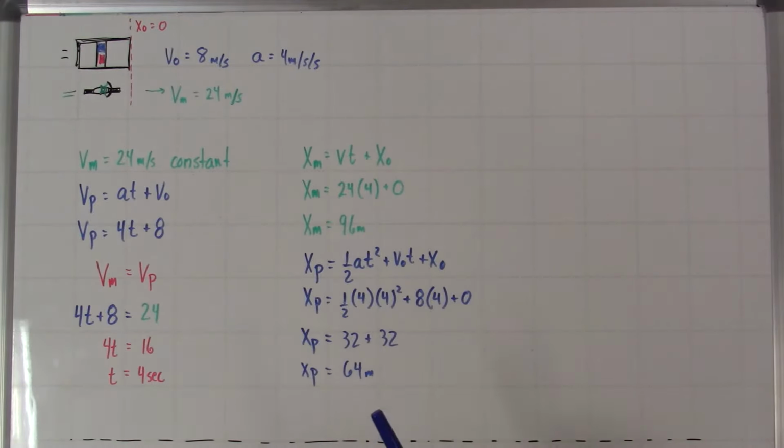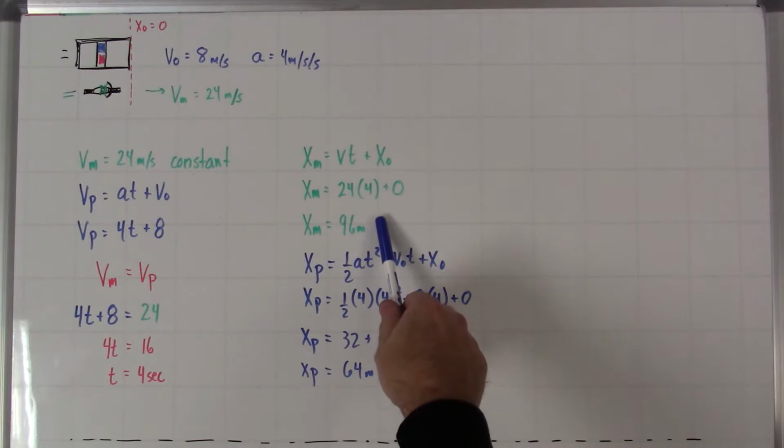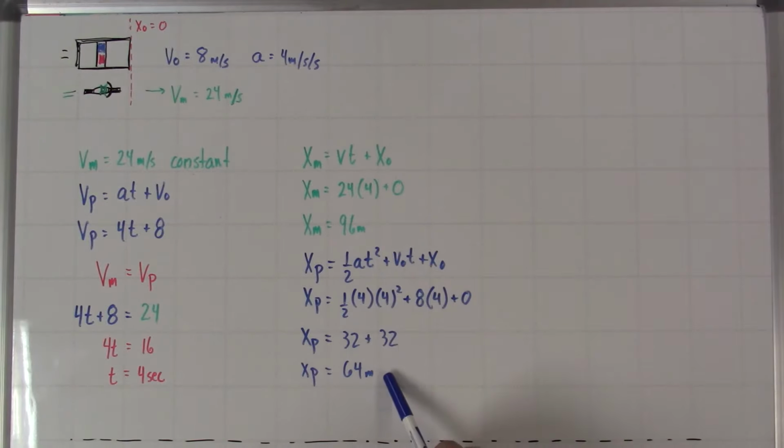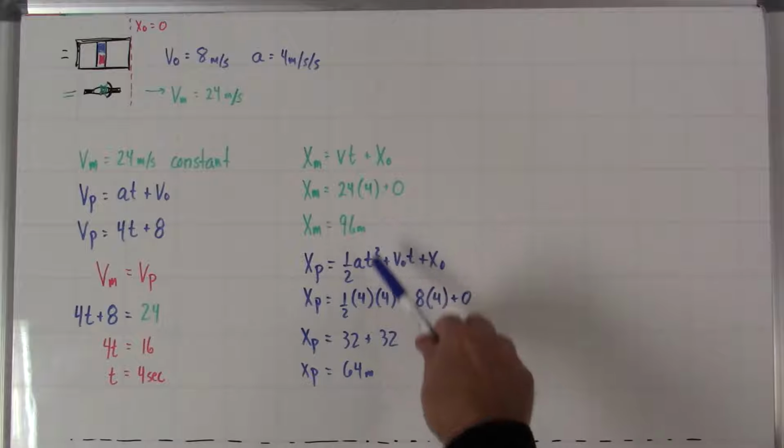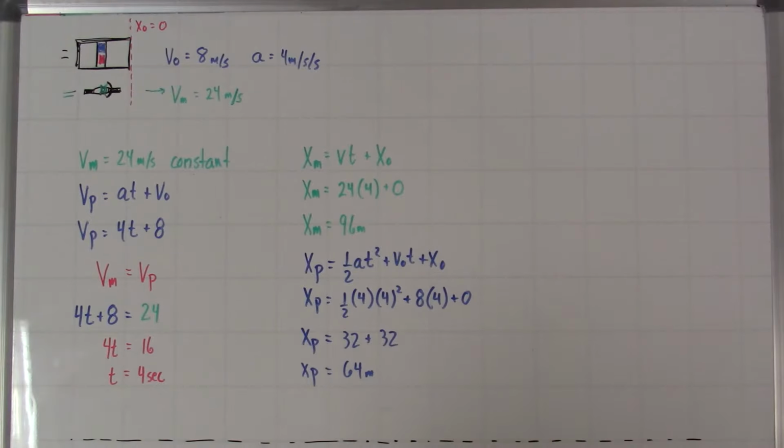So in that time, the motorcycle has traveled 96, the police car has traveled 64, and what that means is it's still behind. That's not that big of a deal because the police car is accelerating, so we'll still have time to catch up. But what we'll notice is that this 4 seconds is half. So I think that might be interesting moving forward. So the question was, how far did each go? This one 96, this one 64.